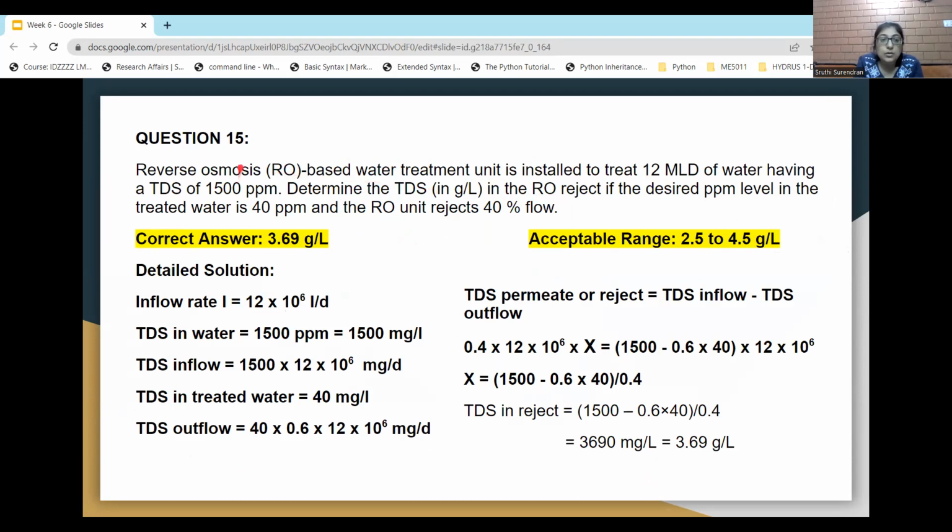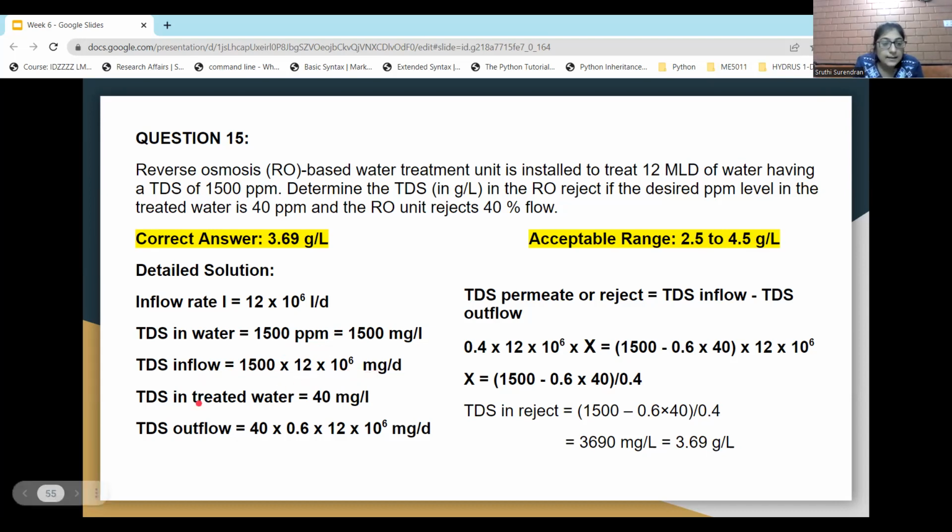Secondly, they have said that the total dissolved solids of the inflow water that is coming is 1500 ppm, which is nothing but 1500 milligrams per liter. So total dissolved solids in the inflow can be obtained. That is, the weight of the inflow total dissolved solids can be obtained by multiplying this value into the inflow rate, which will give us the weight of the solids in water per day.